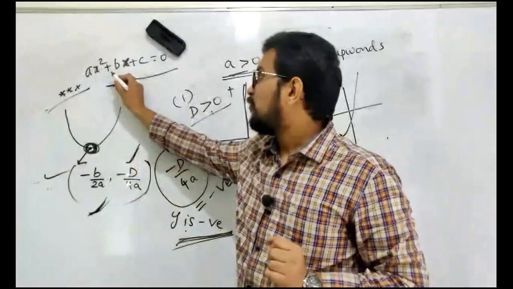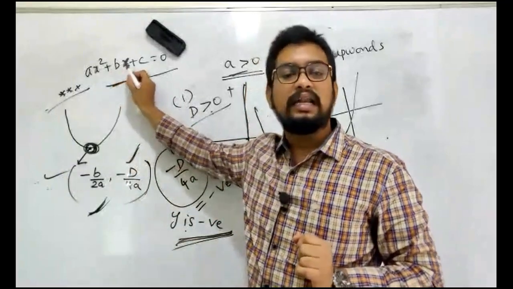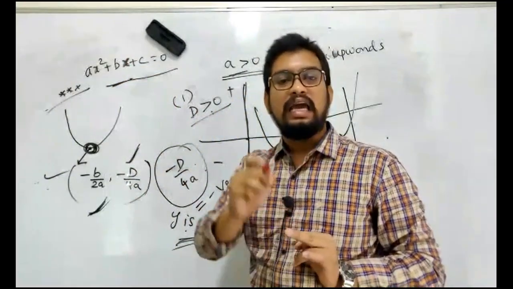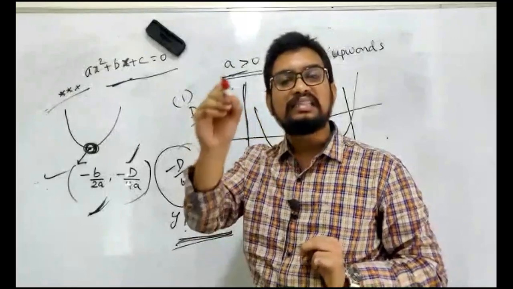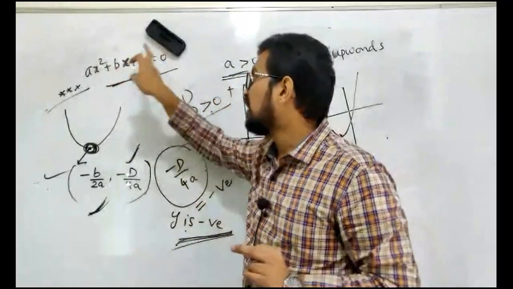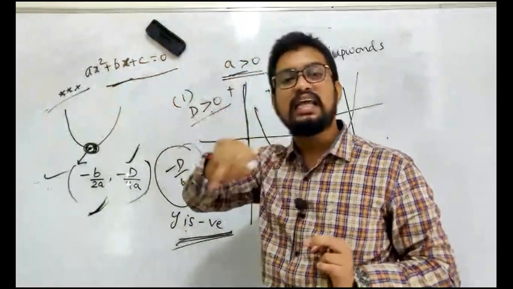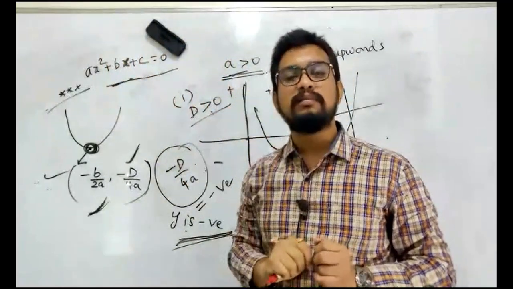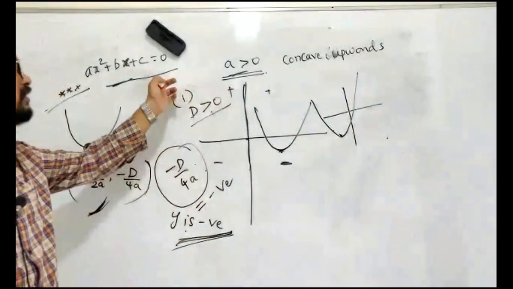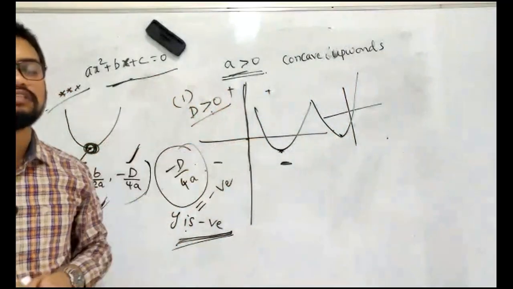If this is an equation in x, the number of real solutions is however many times the graph intersects the x-axis. How many times the graph of this equation is intersecting the x-axis, that many solutions will be present. That is the point which you wrote.